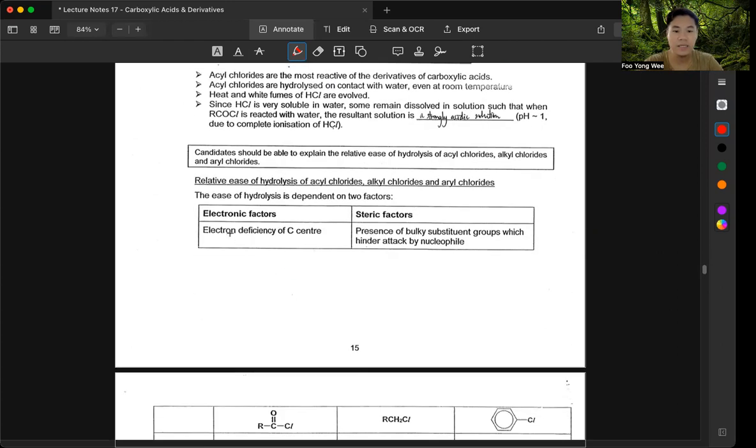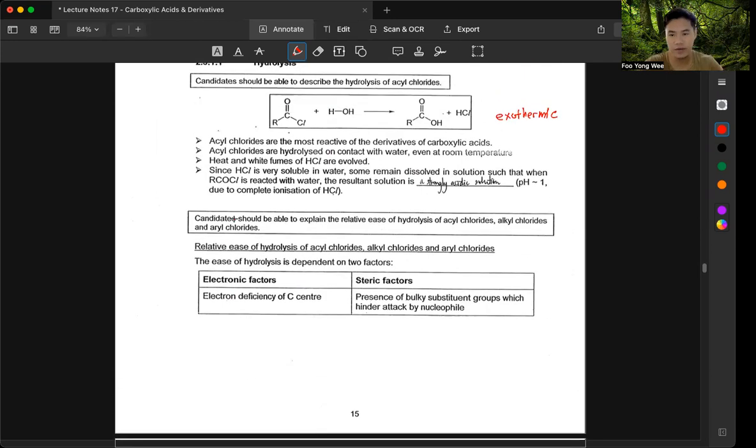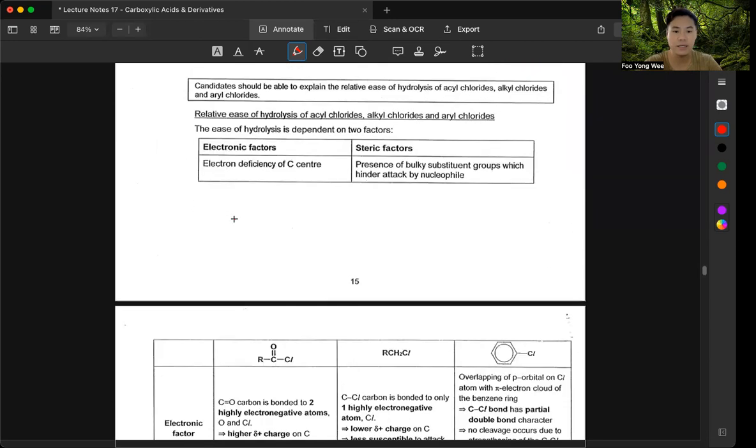Now, the ease of hydrolysis of this reaction depends on two factors. The electronic factor, which is the electron deficiency of the carbon center, and the steric factor, whether there are bulky substituent groups that will hinder the attack by the nucleophile. You can recap the concept in nucleophilic reactions in the topic on carbonyl, and in the topic on halogen, where we talk about nucleophilic substitution. All right.